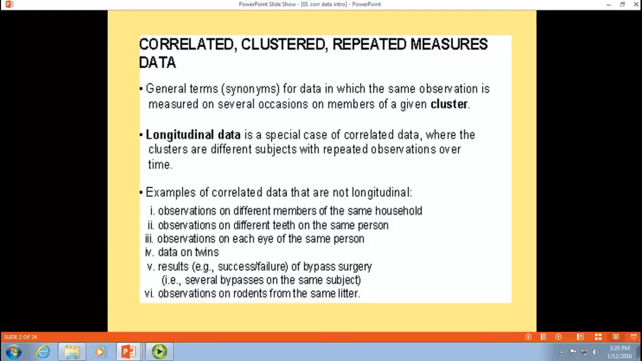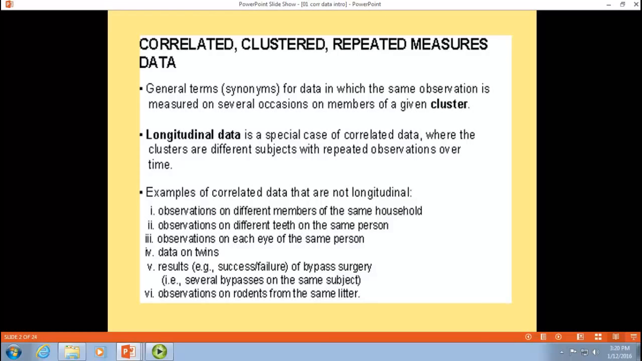Okay, so longitudinal data is a special case of correlated data where the clusters represent different subjects with repeated observations over time. So when we talk about longitudinal data, we're measuring something over time. Time is the way the repeats, or the correlations, are brought into play. You could have correlated data that's not longitudinal, as I've got some examples. And as the first example says, observations on different members of the same household.